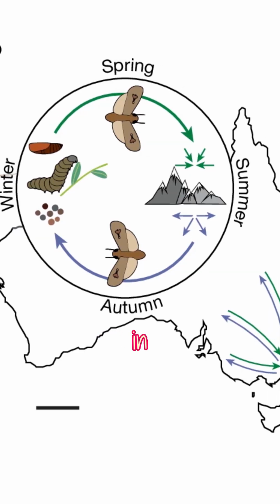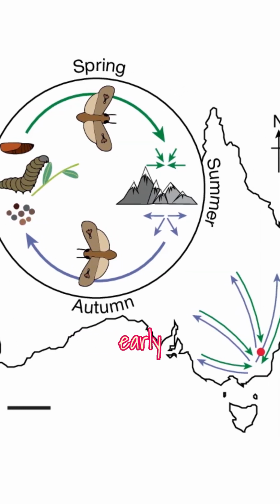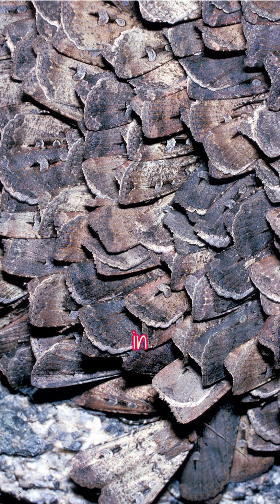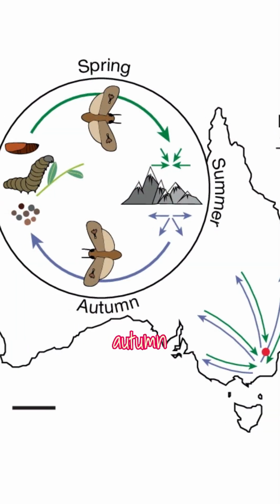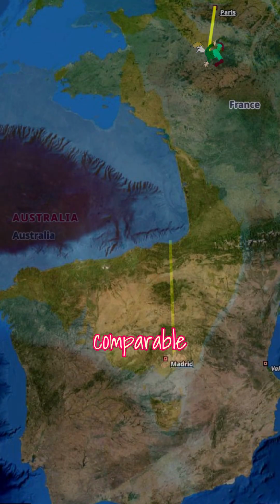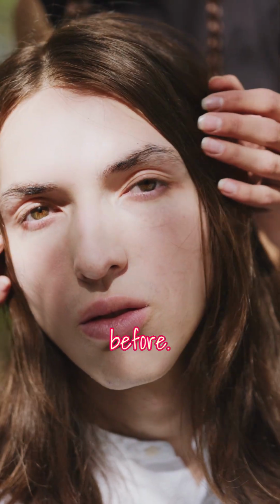These moths hatch in Australia's lowlands. In early summer, they migrate to the snowy mountains, escaping the heat in cool alpine caves before returning in autumn to breed. Some fly over 1,000 kilometers, comparable to hiking from Paris to Madrid, and they have never seen their destination before. So how do they manage to find it?